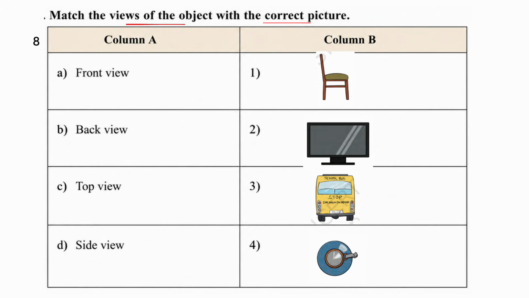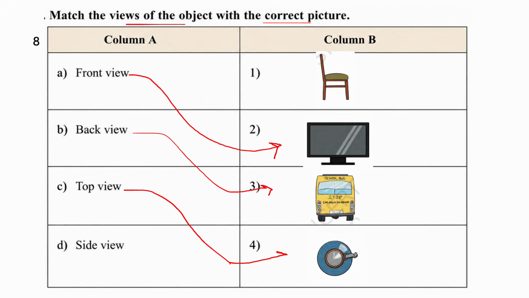So front view. First one, front view. See, front view matches to 2. This monitor. Then back view, the school bus. Then top view matches to 4. This is the cap of a water bottle. Then side view, this chair.